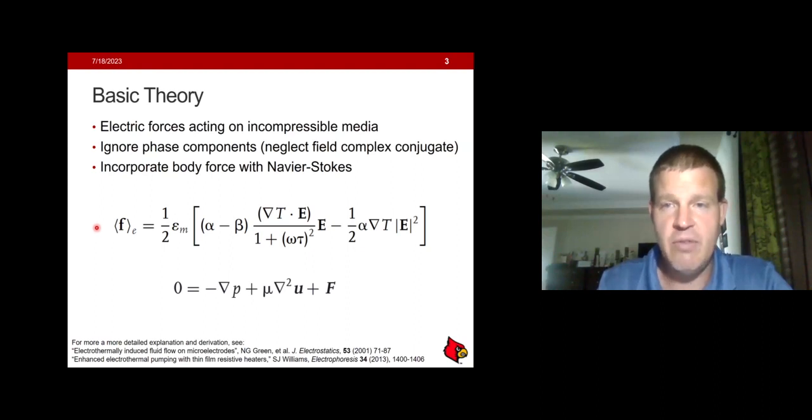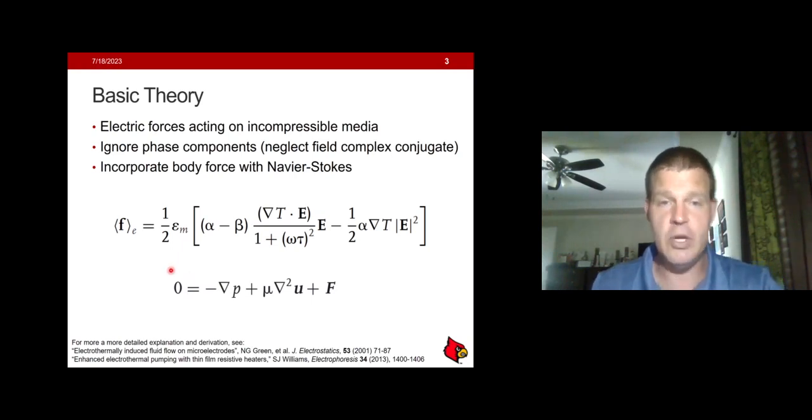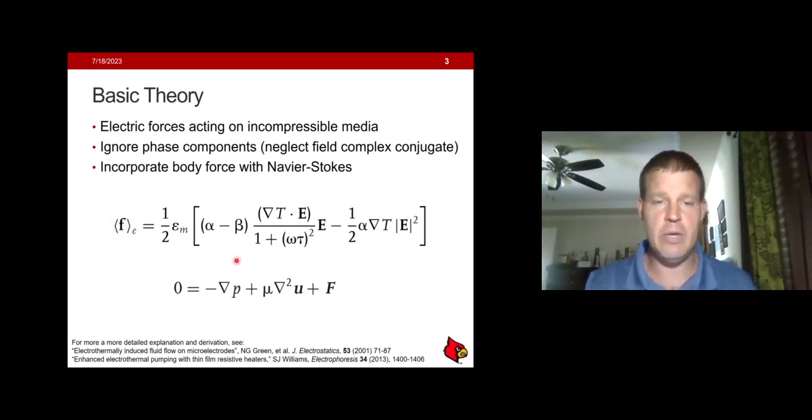But we're going to neglect the field complexities. And we're also going to incorporate the body force, which is this expression that I'll go over in a second. We're going to incorporate this body force with the second equation here, the Navier-Stokes equation. So let's go over this electrothermal fluid body force. All forces that act on the fluid body will go here in the Navier-Stokes equation. So this is capital F. So this could be other forces as well. We would throw our electrothermal force in here.